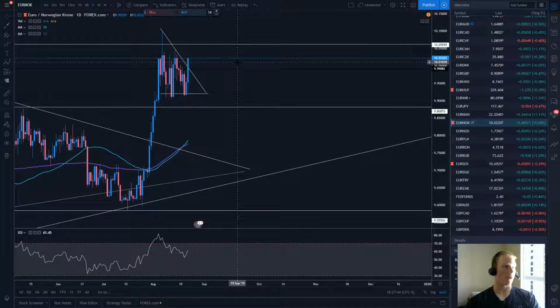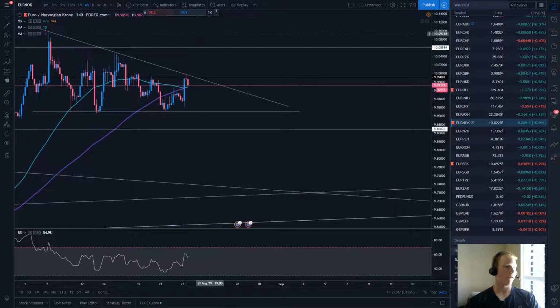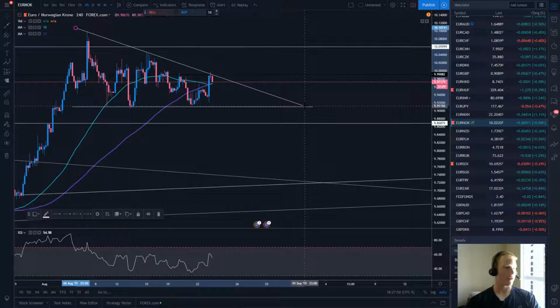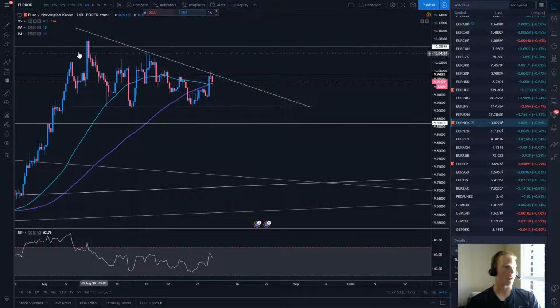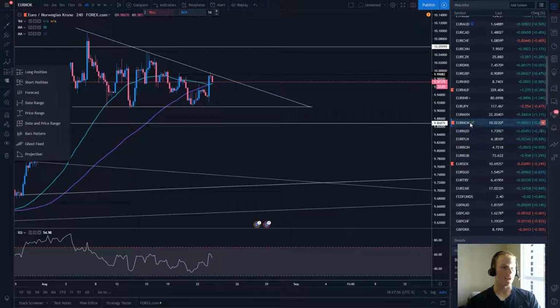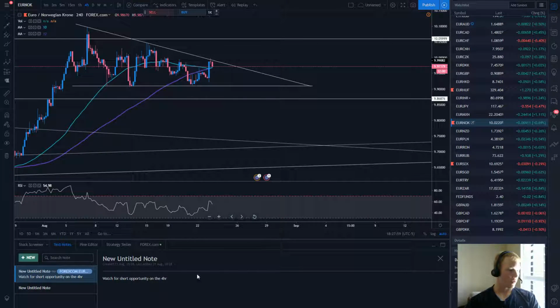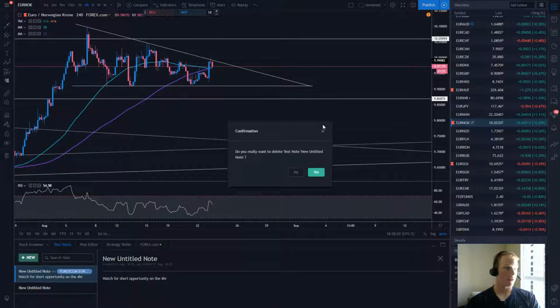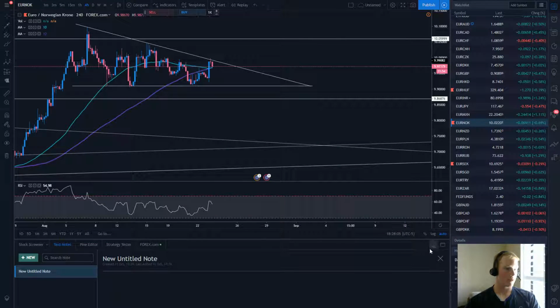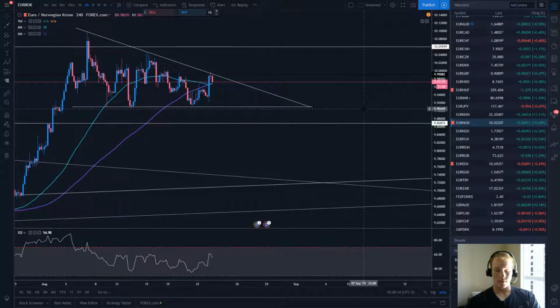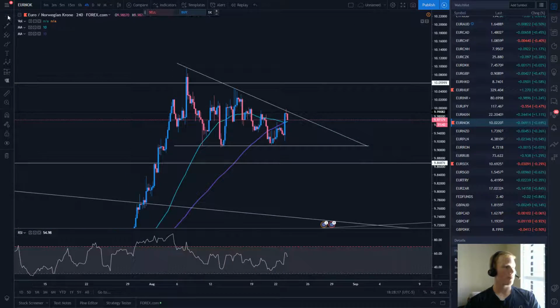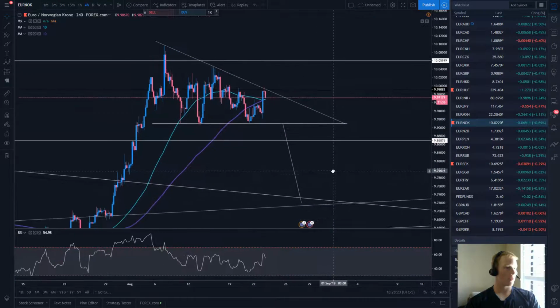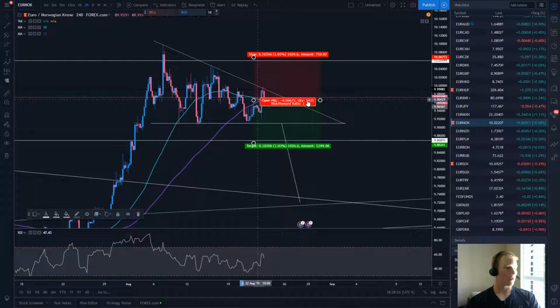Euro Norwegian krone. Interesting how that looks a lot different on the 4-hour. This is actually, wow, I need to get short here. Hang on. I had a note. What did I write here? Watch for a short opportunity on the 4-hour. And here it is. Do you want to delete? Yes. Okay, how do you go down? Because I don't want to dox myself here. Okay. Yeah, we're going to get short here. Short position.